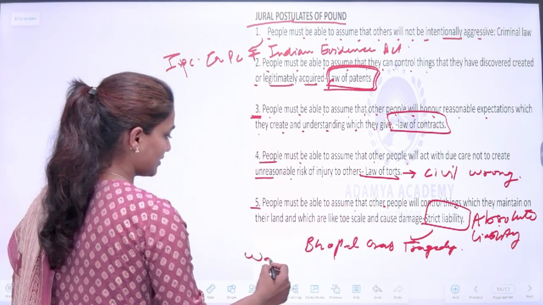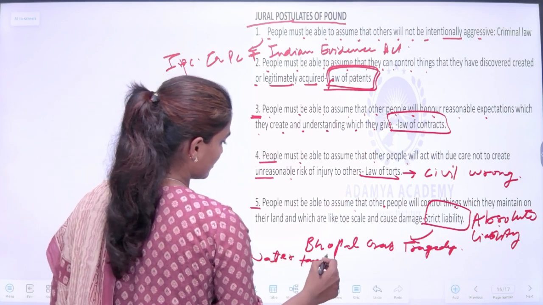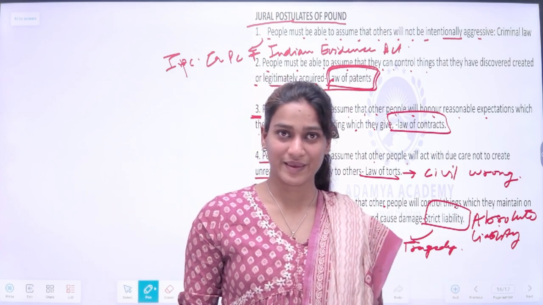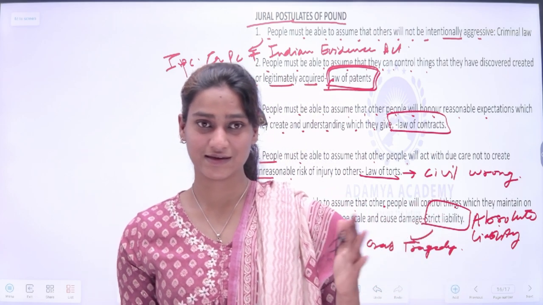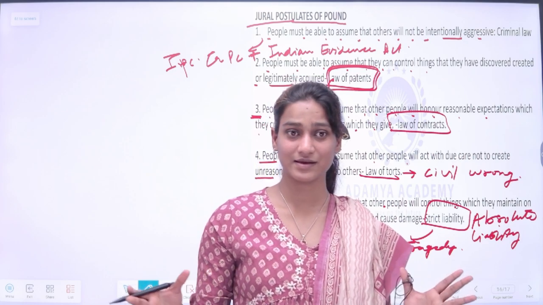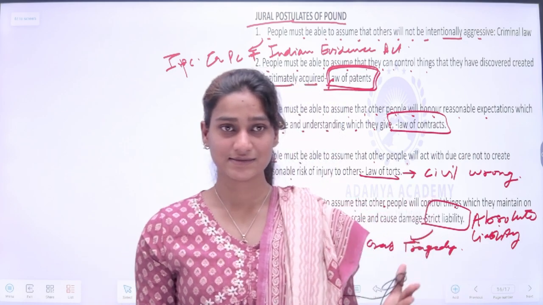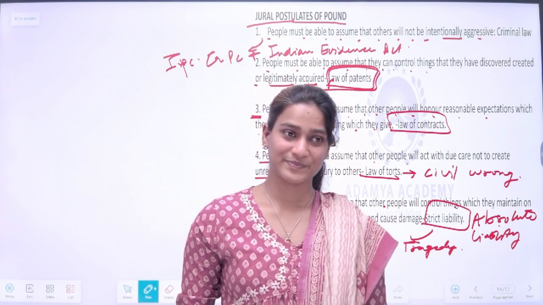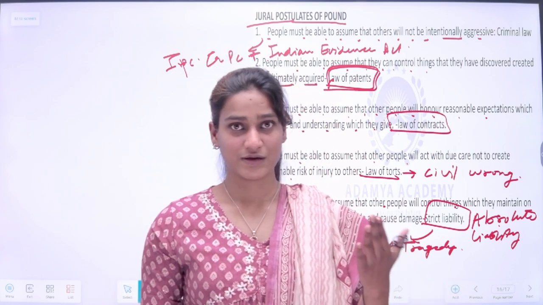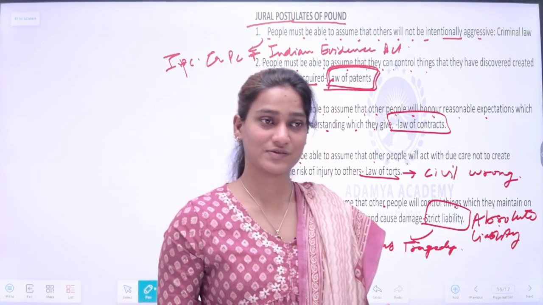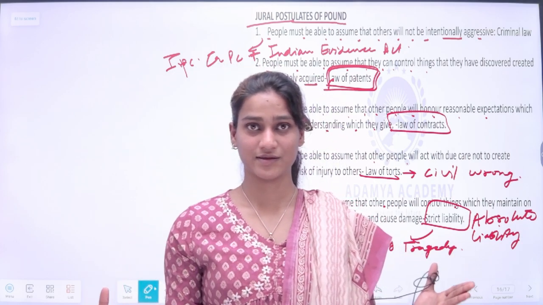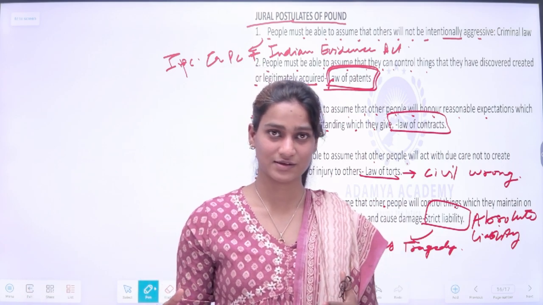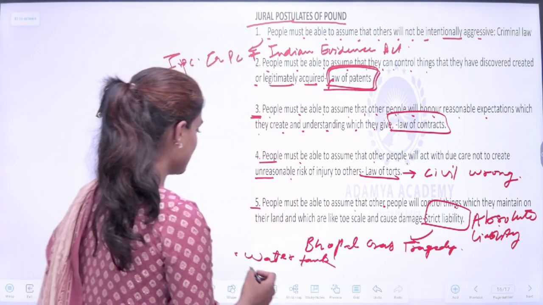We can take another example. Let us consider a huge water tank on a farm, and nearby the residents live. When there is a leak in that water tank, the lands and the houses of other residents will also get submerged. So this is also related to the strict liability principle, because we know that a water tank can leak. So we have to avoid that. So this is one example.